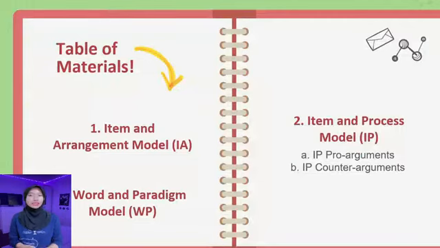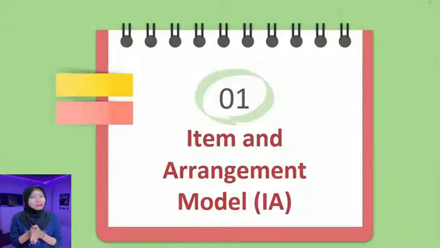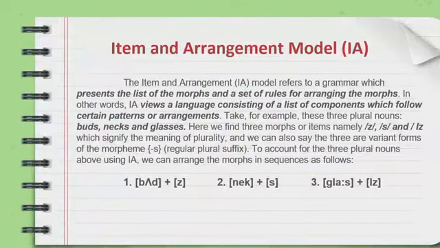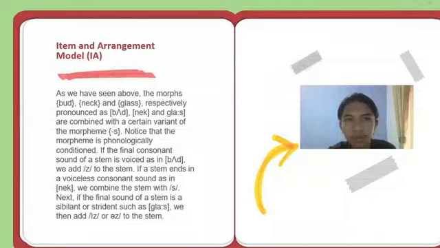Okay, my friends, in this presentation, we will discuss three models of morphology. First, we will explain the material about the item and arrangement model by Zulfa Ahmad on video. The first material is the item and arrangement model, or IA.